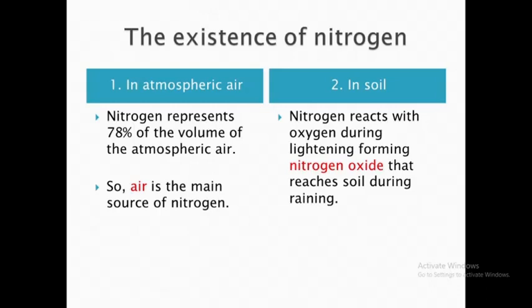So again, nitrogen is found in air in the form of a gas. And as we will know, nitrogen gas hardly dissolves in water. But during lightning, nitrogen reacts with oxygen to form a new chemical substance called nitrogen oxide that dissolves in rain and reaches the soil. Good.